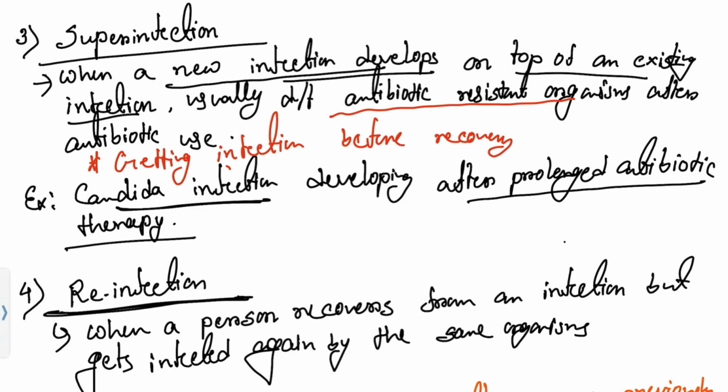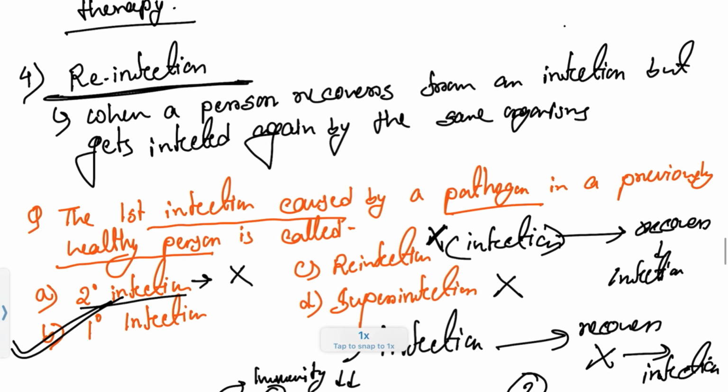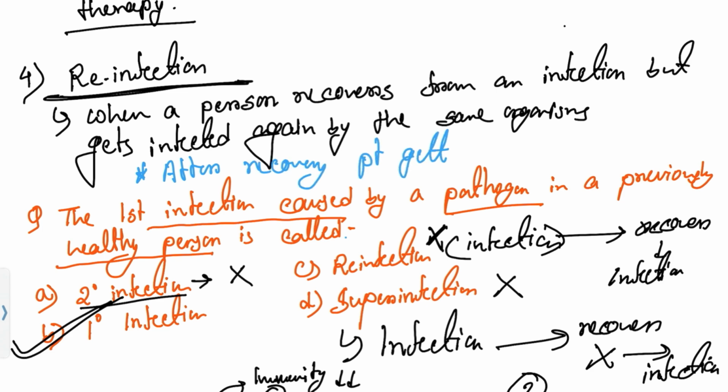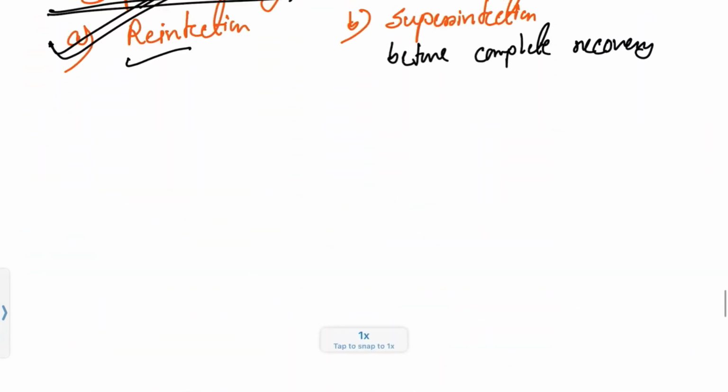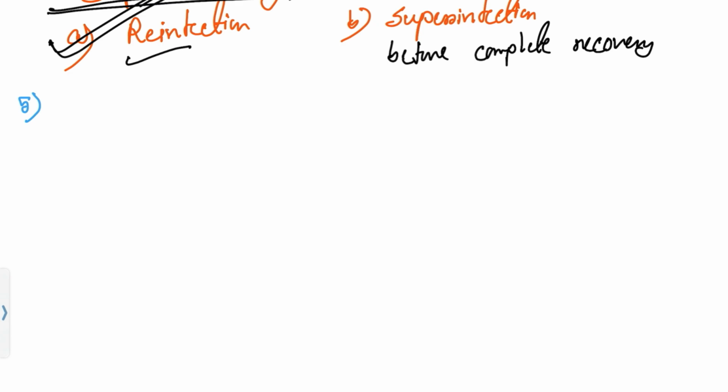So getting a new infection before recovery comes under superinfection, and getting infection after recovery comes under reinfection. And I solved a total of 4 MCQs from these 4 classifications. Okay, now coming to the 5th classification. What is the 5th classification?